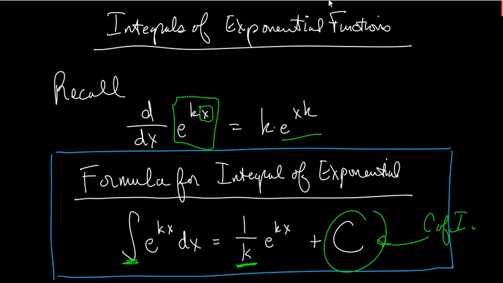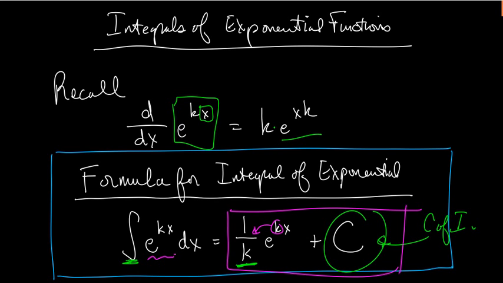And if you want to, just go ahead and check that this formula works. If you take the derivative of 1 over k e to the kx, the k would come down and cancel out the 1 over k that was in front. And so you would just get e to the kx back. All right? So that's definitely what the formula has to be. And of course, when you differentiate, the constant of integration becomes 0. So this is definitely the right formula for the integral.